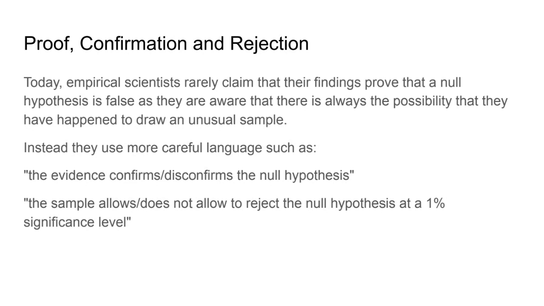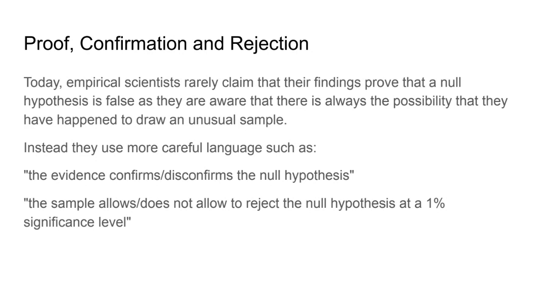If the p-value is even higher, like 5%, which is also sometimes used, then that means 5 out of 100 samples will be so different from the null hypothesis even if the null hypothesis is true. So for that reason, today people use a little bit more careful language. They would say something like, the evidence confirms or disconfirms the null hypothesis. So even if I have a p-value of 0.5, that still draws into question the null hypothesis to some extent, maybe.